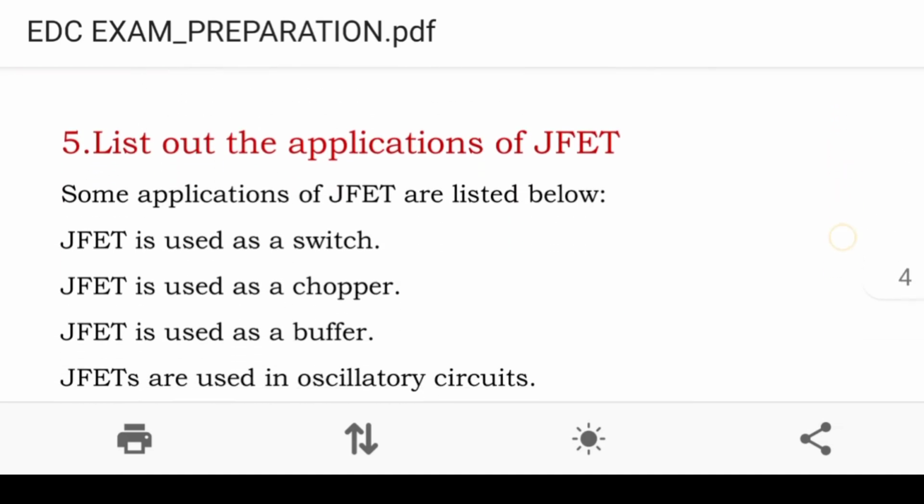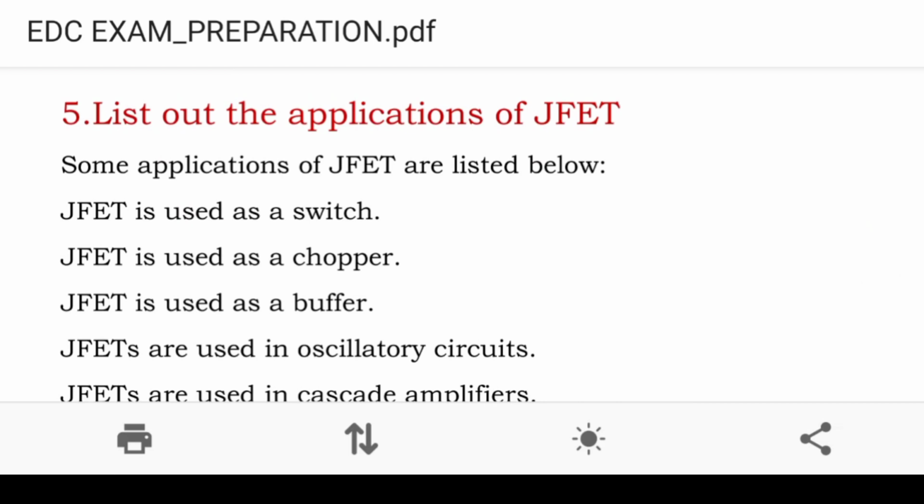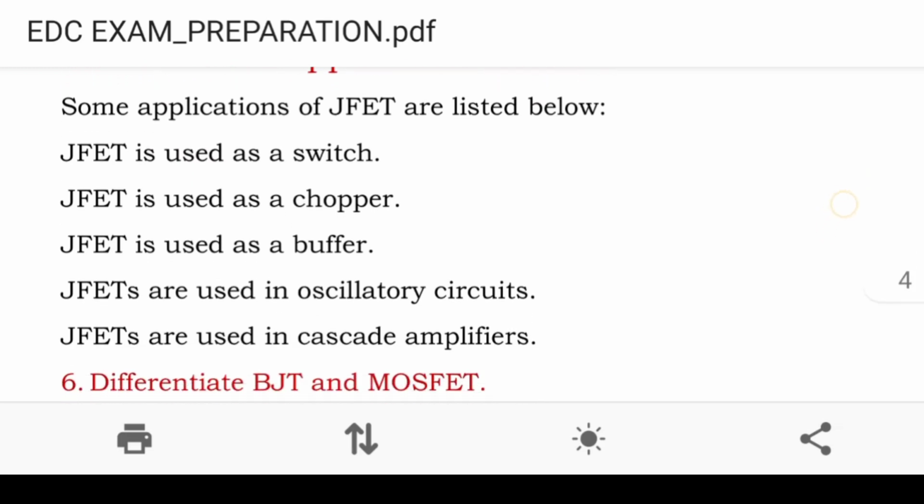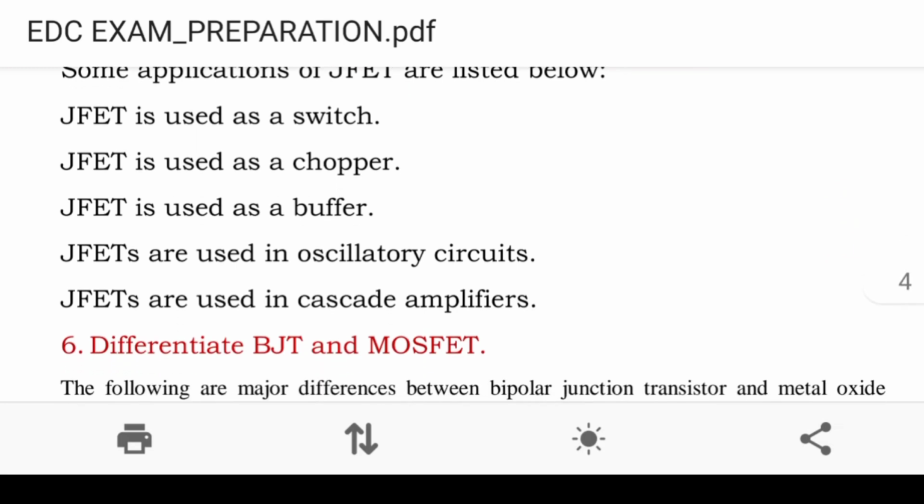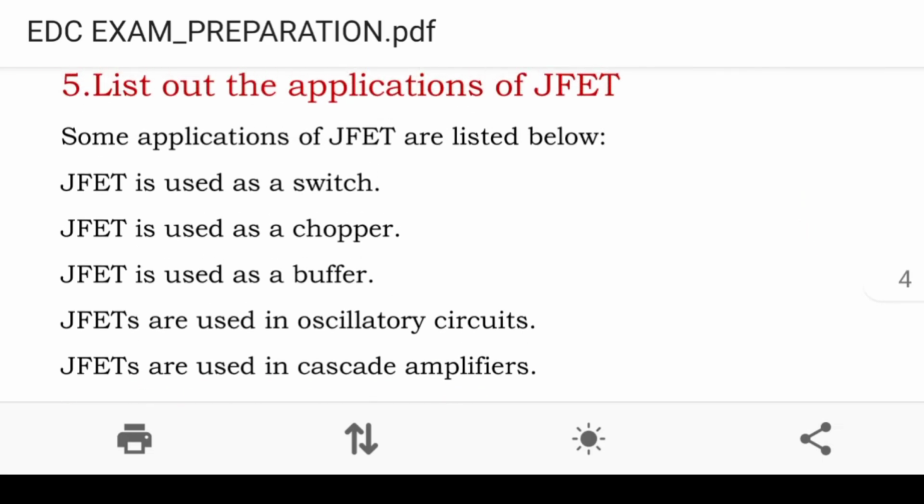List out the applications of JFET, junction field effect transistor. It is also a transistor, so you can write similar applications. JFET is used as a switch, chopper, buffer, in oscillatory circuits, cascade amplifiers. These are the various applications of JFET. Simply, they will ask for the applications in 2 marks. For JFET and BJT you can write the same applications: switches, choppers, rectifiers, buffers, oscillatory circuits. These are some examples of JFET.